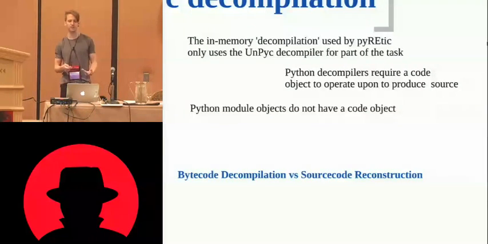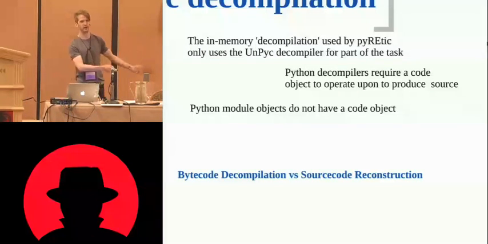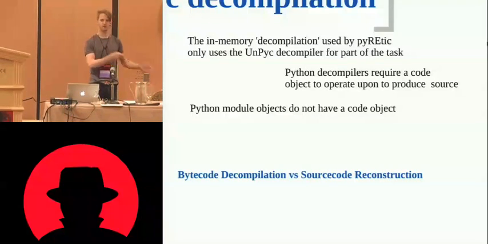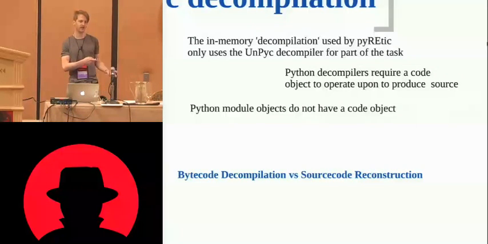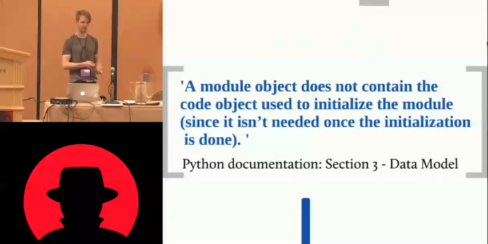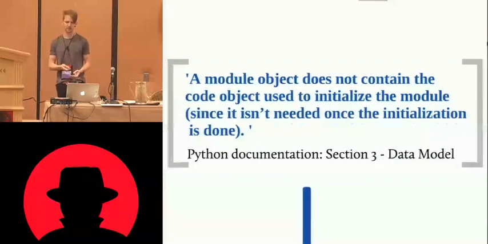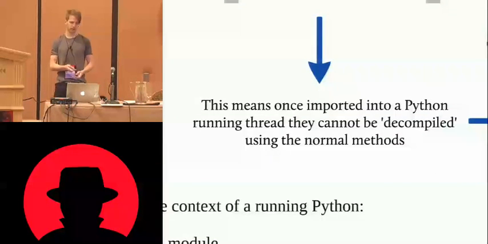So it means we can't do pure decompilation, we have to do reconstruction, which is kind of inferring the source code rather than taking a code object and decompiling it back out through its assembly instructions. We have to poke and prod at objects and make best guesses about what they actually look like. So that's more reconstruction than actual disassembly or decompilation. And this is from the Python documentation: a module object does not have a code object. It's for performance reasons, and it makes life far more difficult than it needs to be.